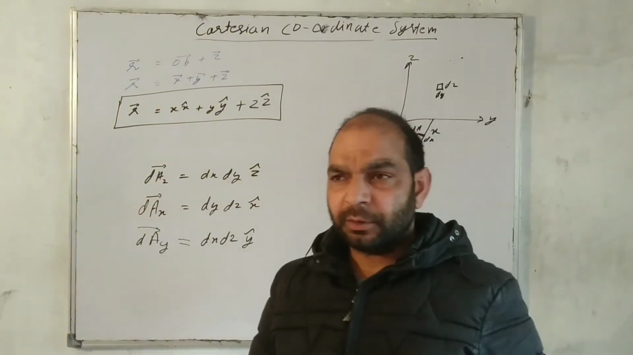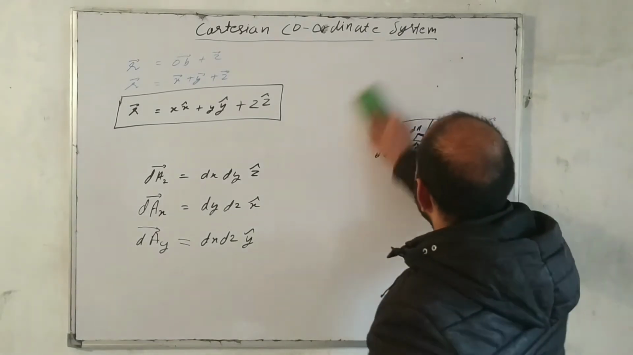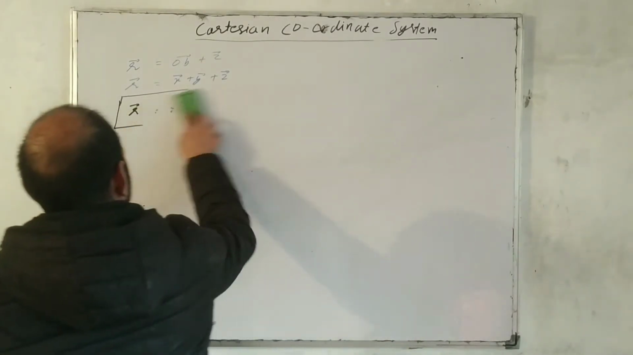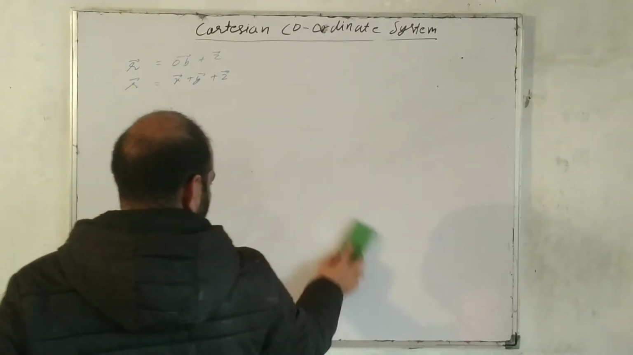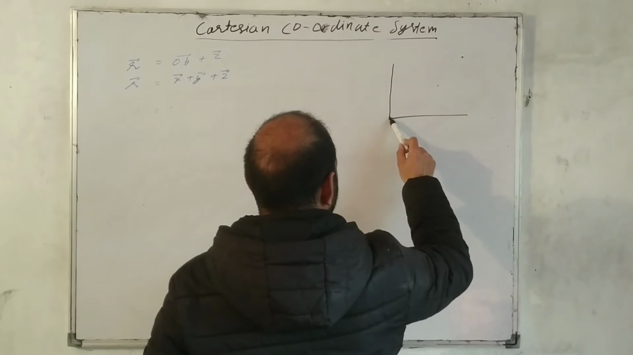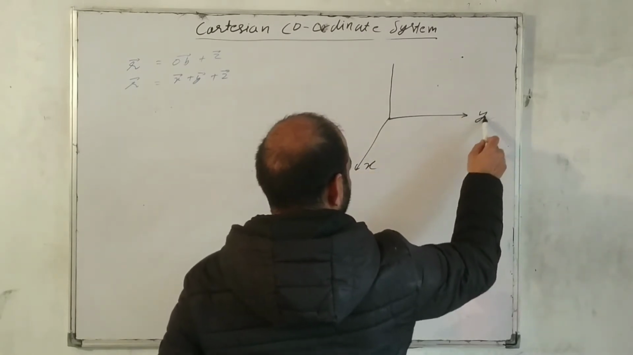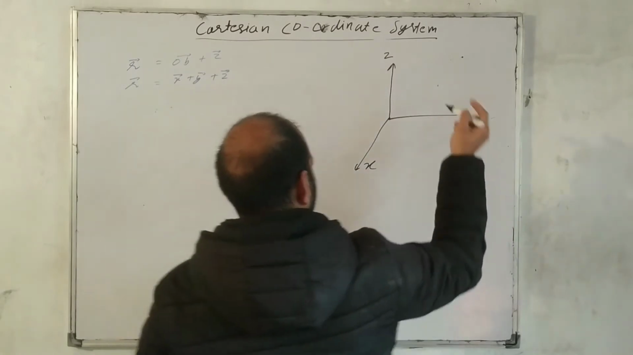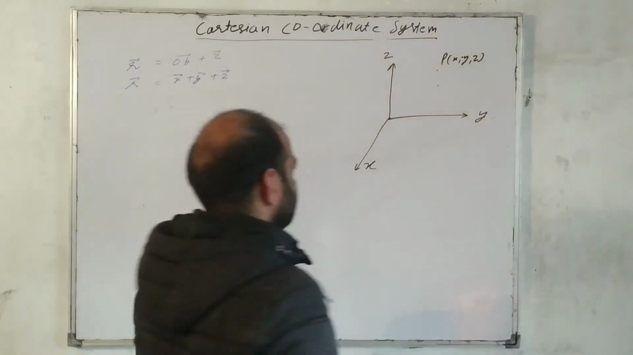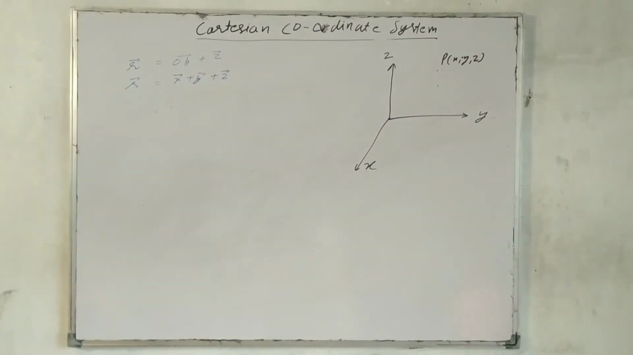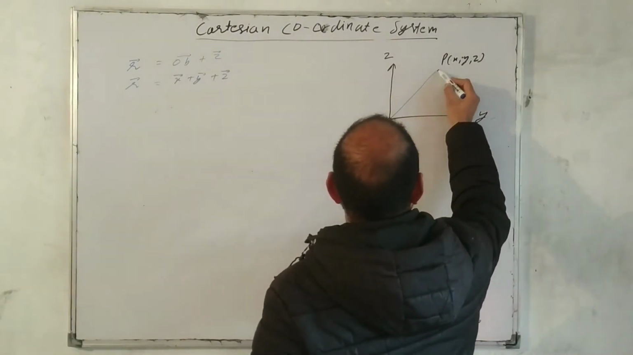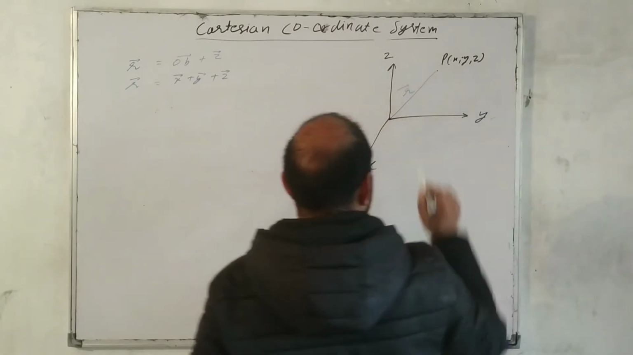Now we will discuss the volume element in the Cartesian coordinate system. First of all, again we will choose our coordinate system. Again, this is the x-axis, this is the y-axis and this is the z-axis. Let P be any point in space whose coordinates are x, y, and z. To find the volume element, this is the position vector of point P, denoted by R.